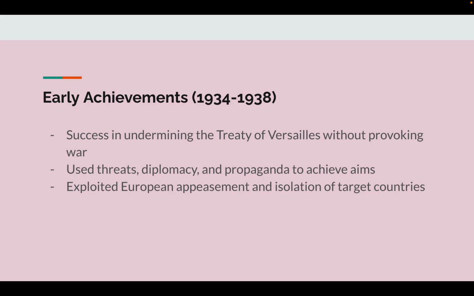Early achievements from 1934 to 1938. Success in undermining the Treaty of Versailles without provoking war. Hitler used threats, diplomacy, and propaganda to achieve his aims. He exploited European appeasement and the isolation of target countries.